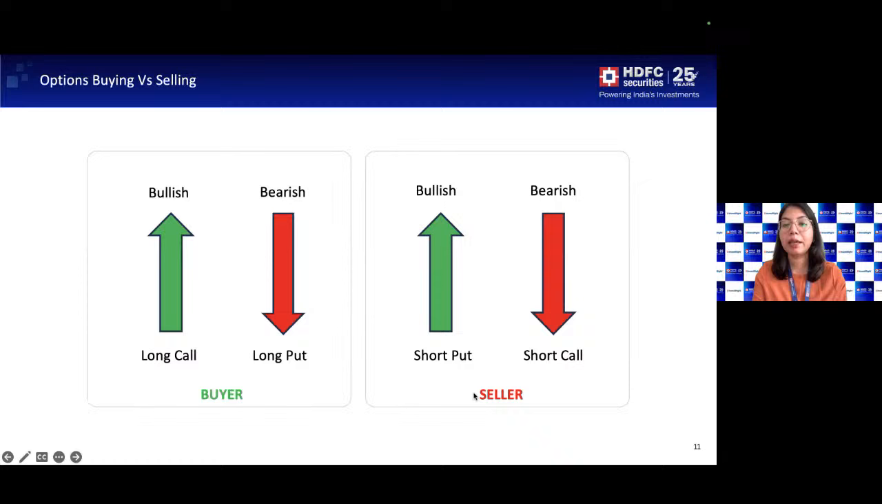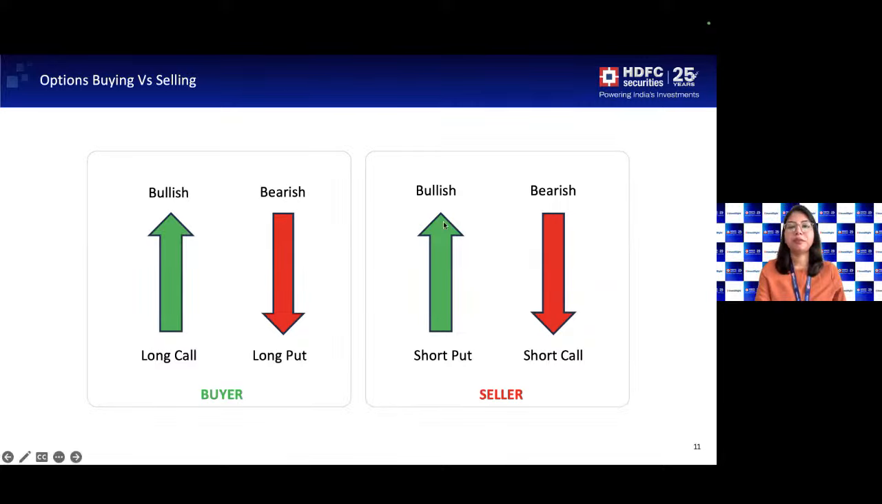Now, let's say that I'm a short seller, and I have a bullish view on the market. What's my actionable? I have to short or sell the put. Let's say that I have a bearish expectation of the market. What's the actionable for me? I can short a call, or I can sell the call.